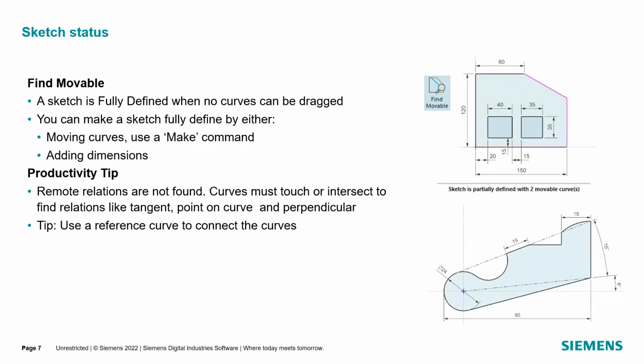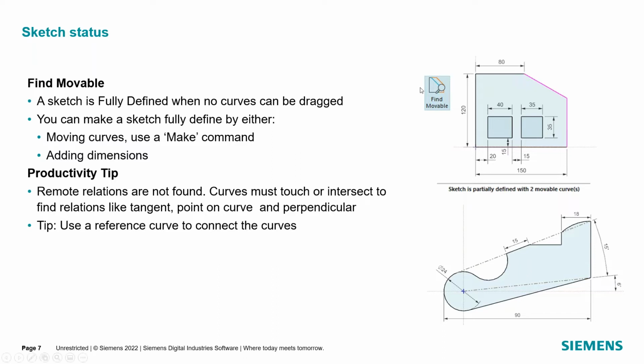The status of the sketch is always shown down in the bottom in your queue line. They'll tell you sketch is fully defined or not. But there's another nice thing in here too. When you have find movable turned on, which is turned on by default, the curves will change colors. I have mine set to the default colors, which are black for fully defined and brown for movable.